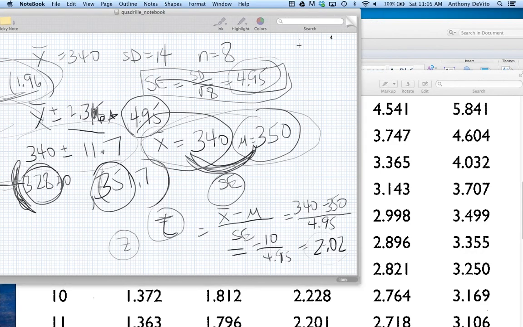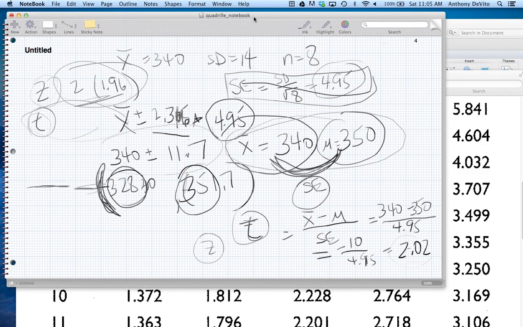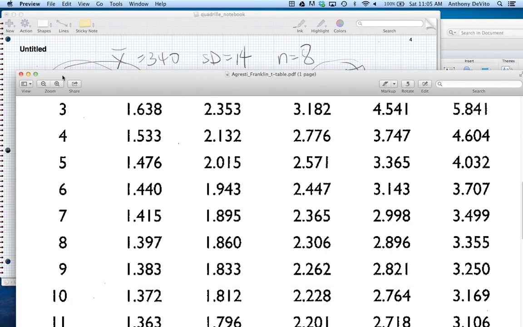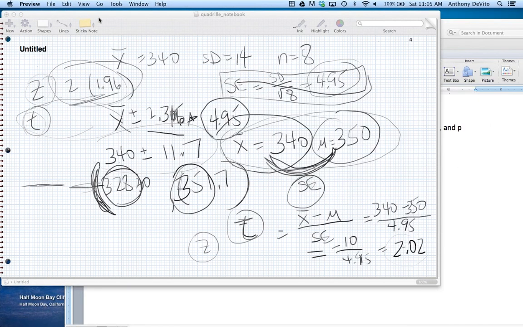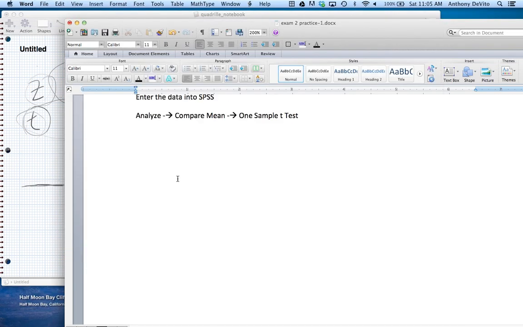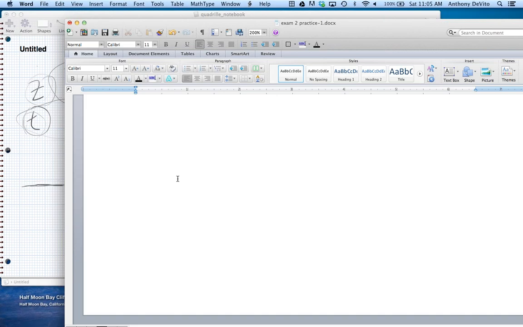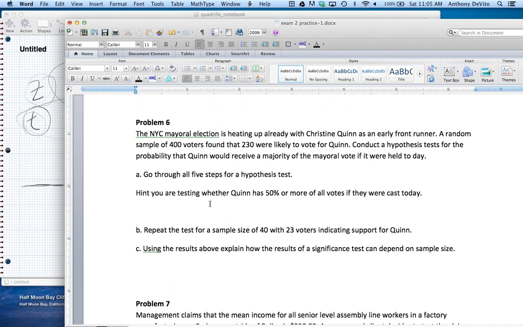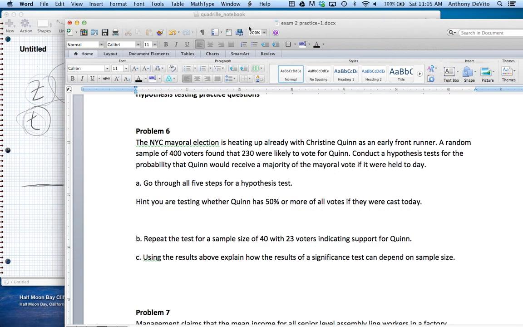Yes, good. Okay, let's go over one more example. Should we do a t-test, a confidence interval, a proportion? Is there one more in this sample exam that gave you guys trouble? T-test. Okay, number 6 was number 6 on here. The mayor election.